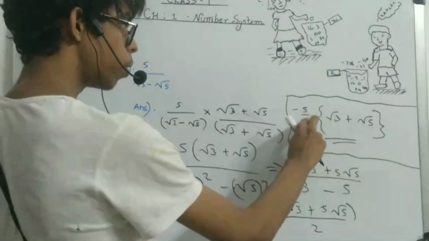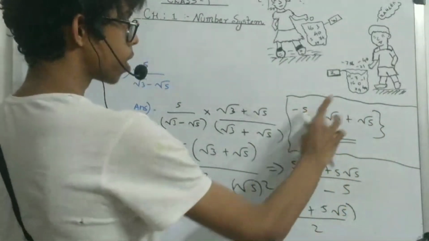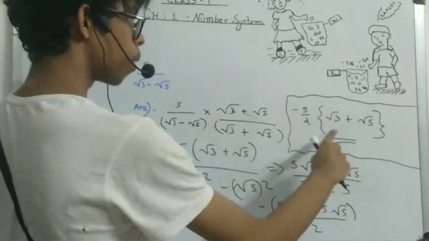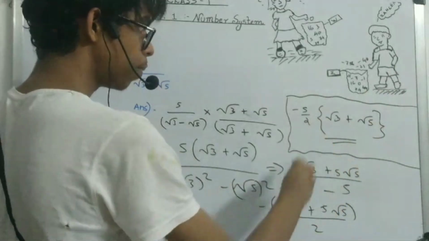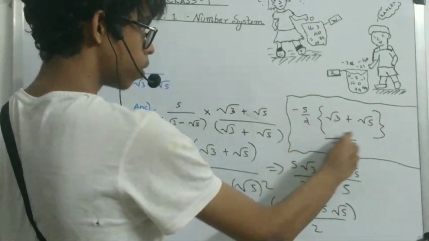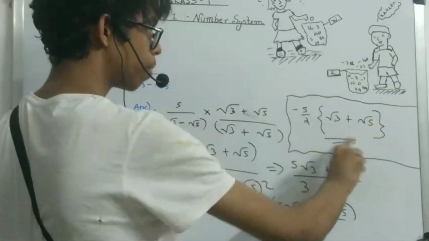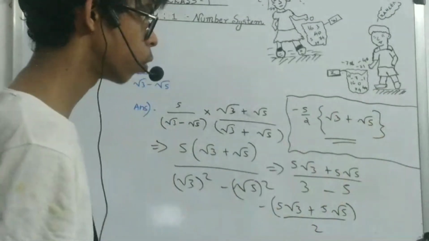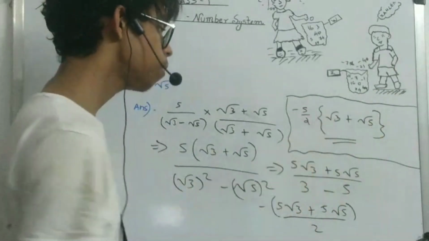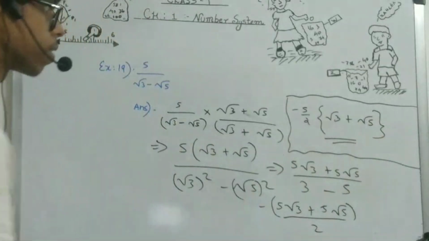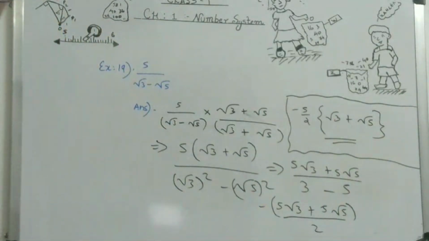Okay, just what did we do? We took this 2 outside and just put a bracket. So when we open the bracket, we will get back the same thing. That is minus 5 root 3 by 2 plus minus 5 root 5 by 2. The same thing we will be getting over here. Okay, this is a much simplified form of the answer. Okay, so I hope I am clear.